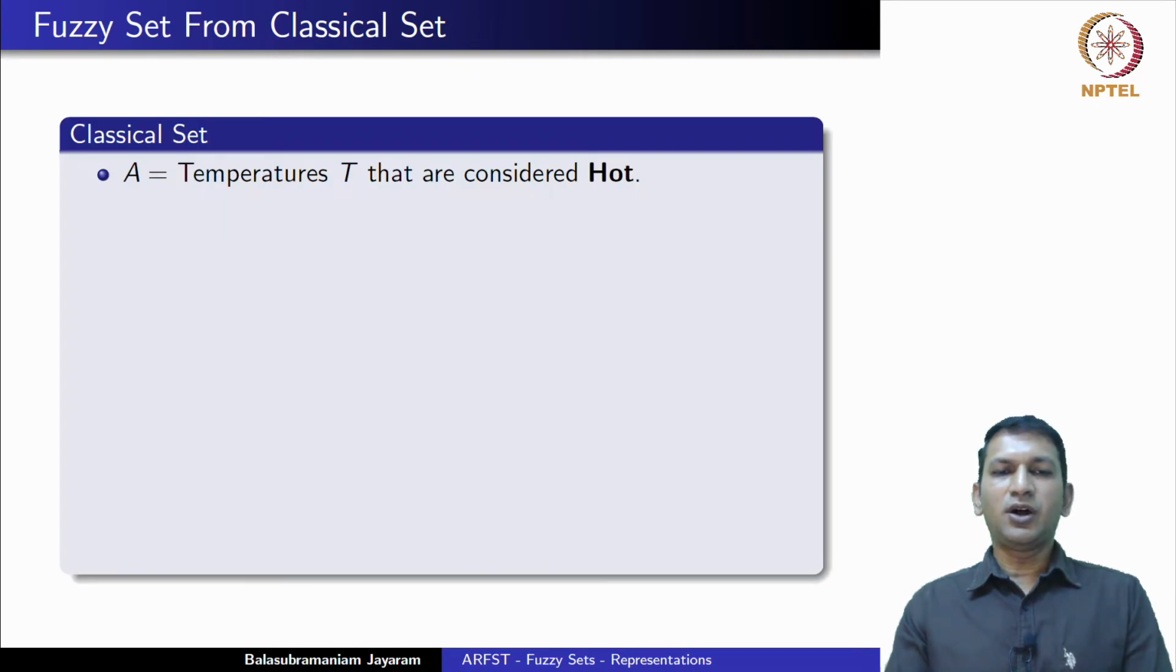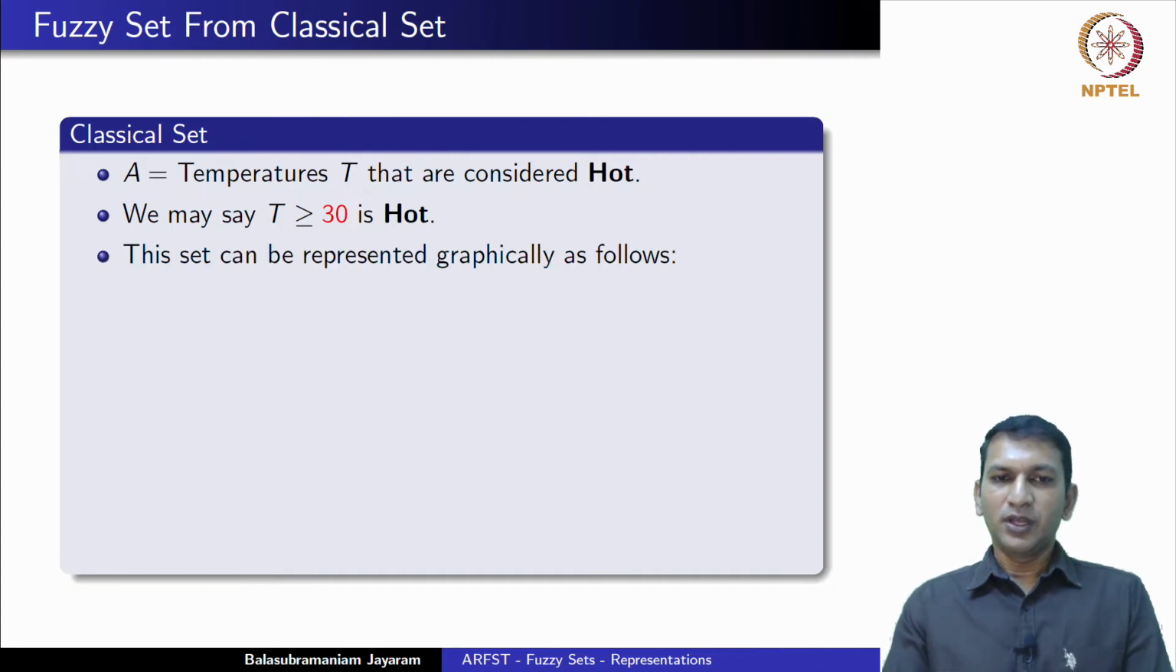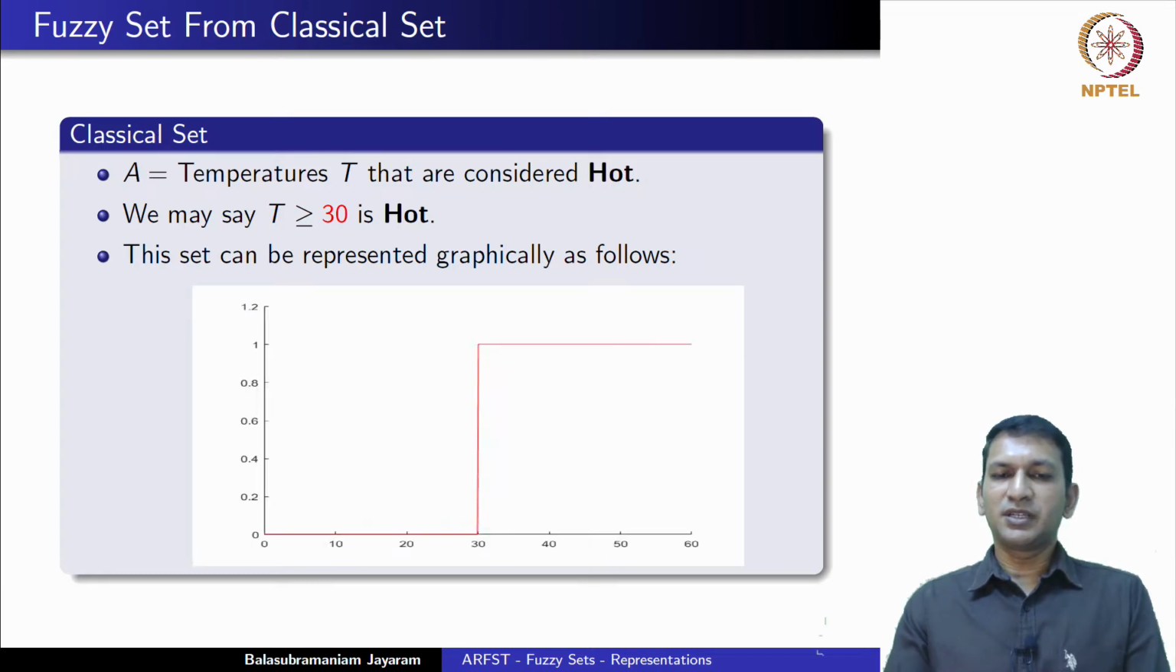Now, we want to represent a concept. Let's look at how to do this using a classical set. Let's pick up temperatures that are considered hot and call it the set A. Now, how may we proceed? Of course, from the previous lecture, we are aware that hot is actually a concept. We may say that any temperature which is greater than or equal to 30 is hot.